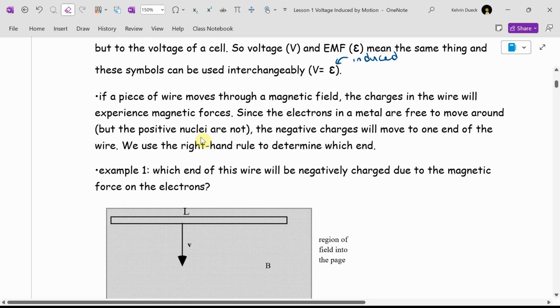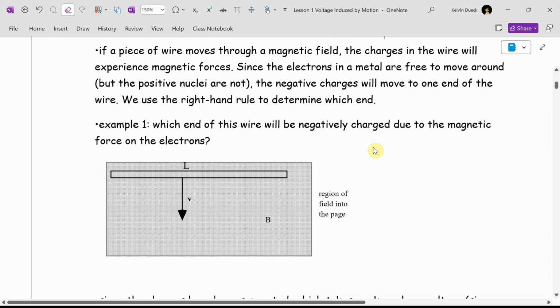So, suppose a piece of wire moves through a magnetic field. Well, the charges in the wire will experience magnetic forces. Right-hand rule. Since the electrons in the metal are free to move around, although the protons aren't, the negative charges will move to one end of the wire. So here's an example. We have a wire moving down the page. The magnetic field is into the page.